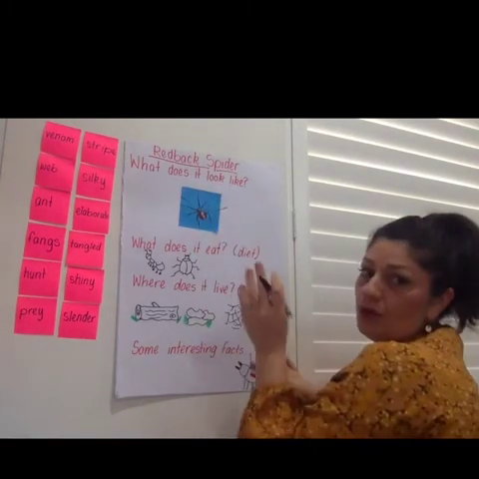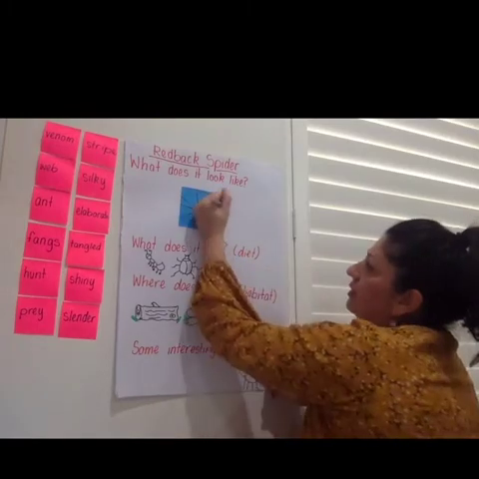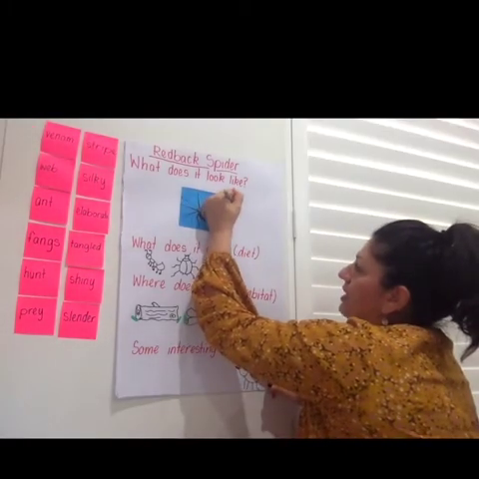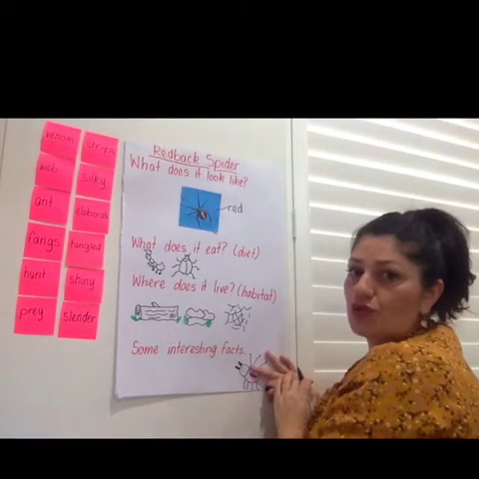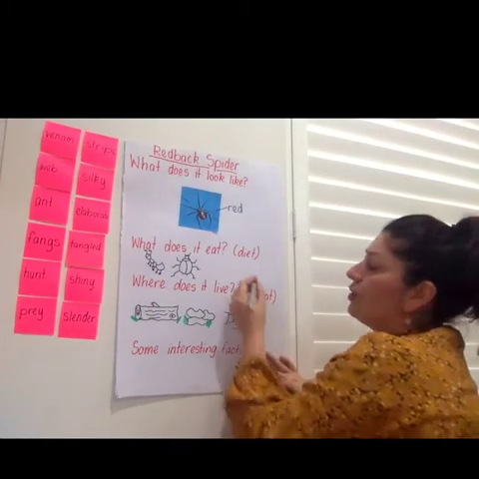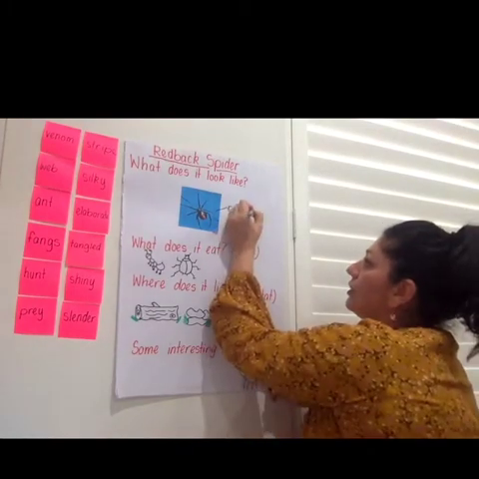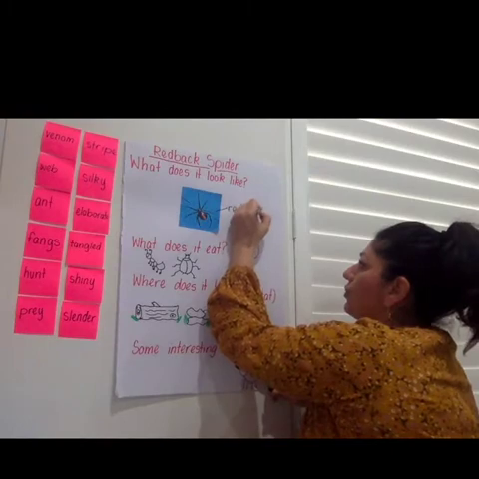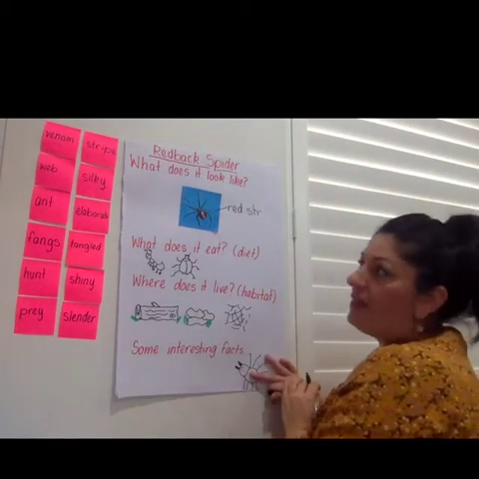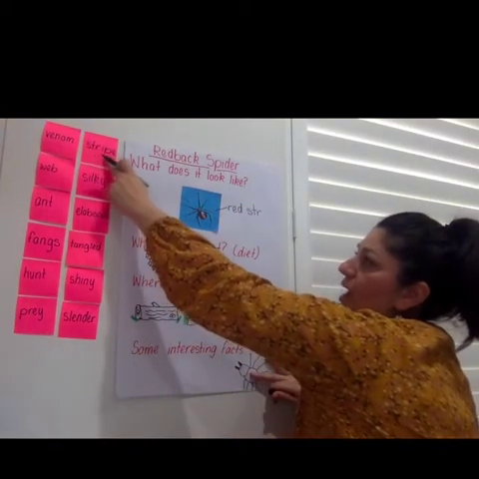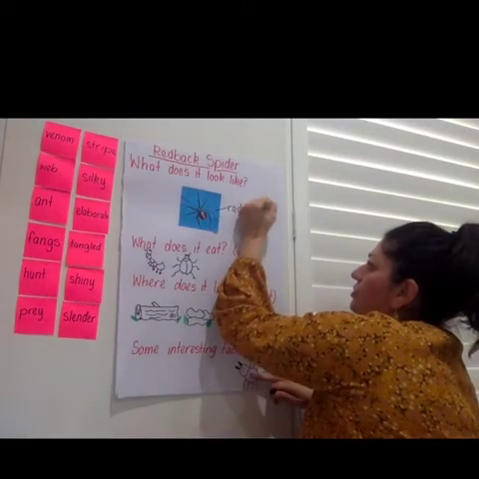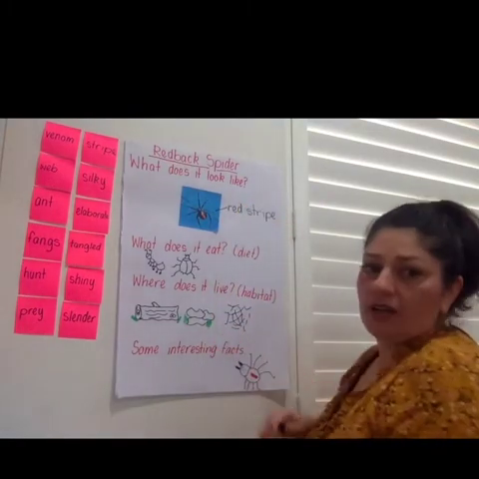So I can hear the word red, and then stripe. I can hear that sound, and then I can go back and check too, stripe. I know it has a red stripe.